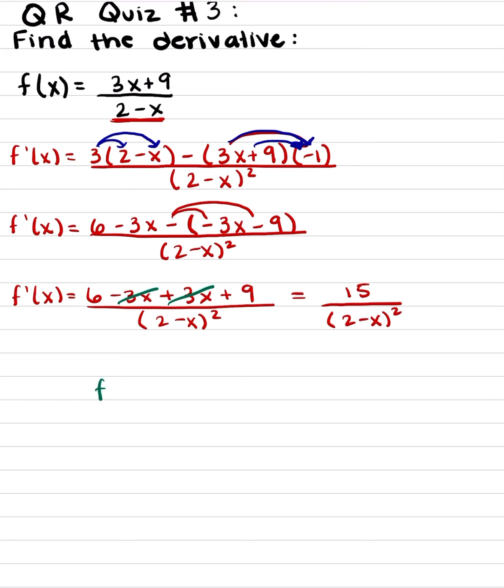So the derivative of f of x equals 3x plus 9 over 2 minus x is equal to 15 over 2 minus x squared.